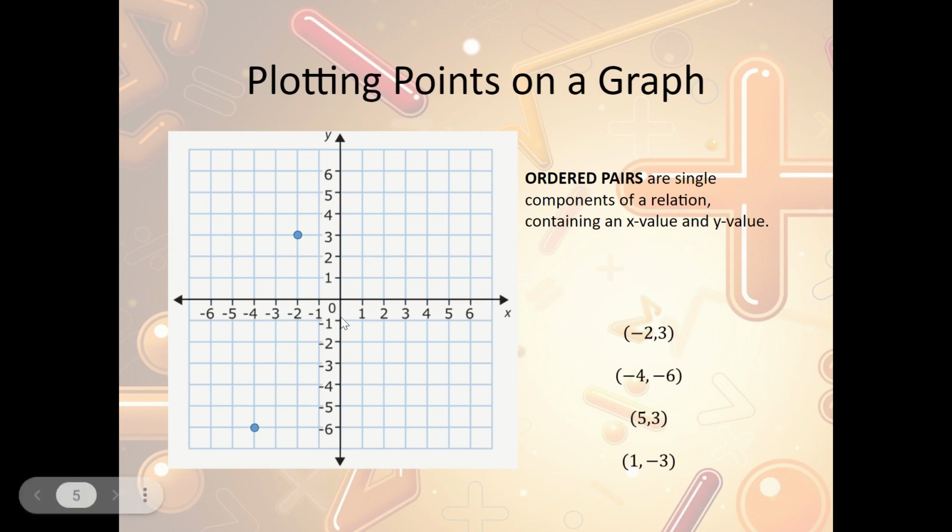Then I have 5, 3. So x is 5, so I'm going to go and find where x is 5, which is here. And y is 3, so I'm going to go find 3, which is right there.